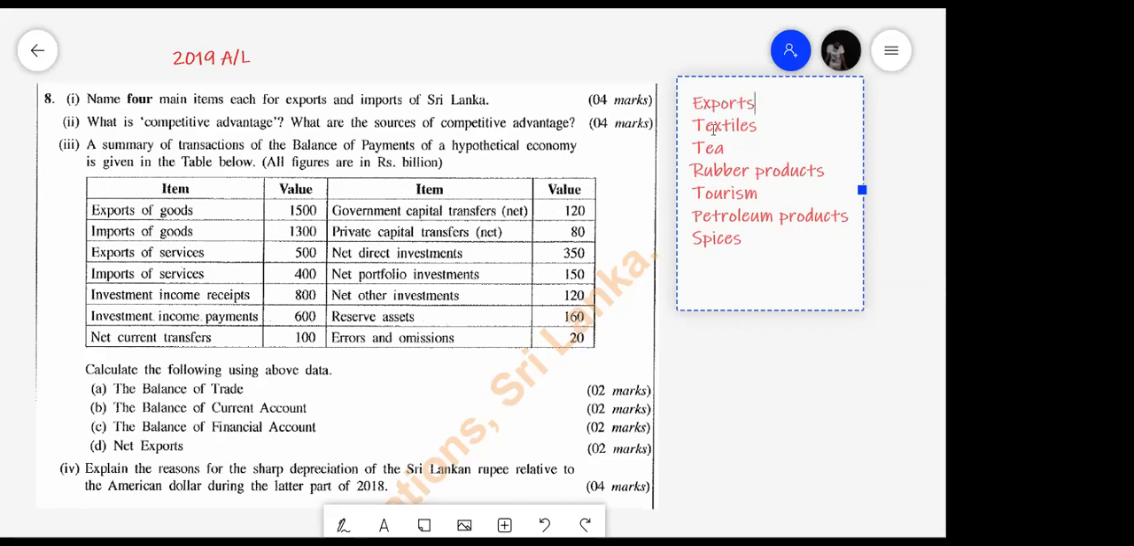Is export. Okay, all right. Okay, I have a complete answer. I'll just copy and paste it. Nice.